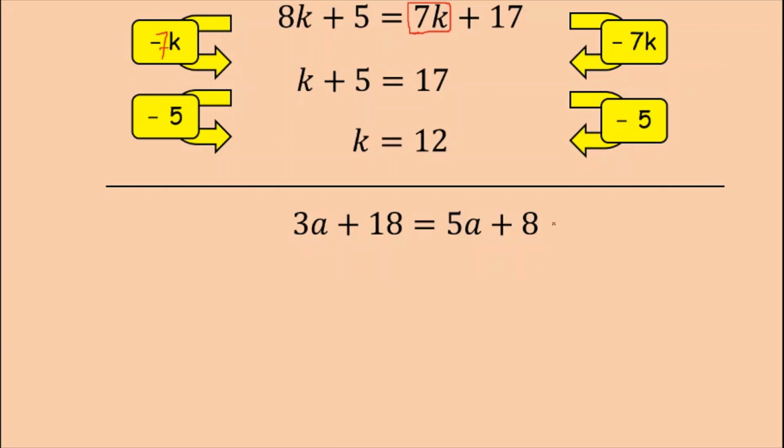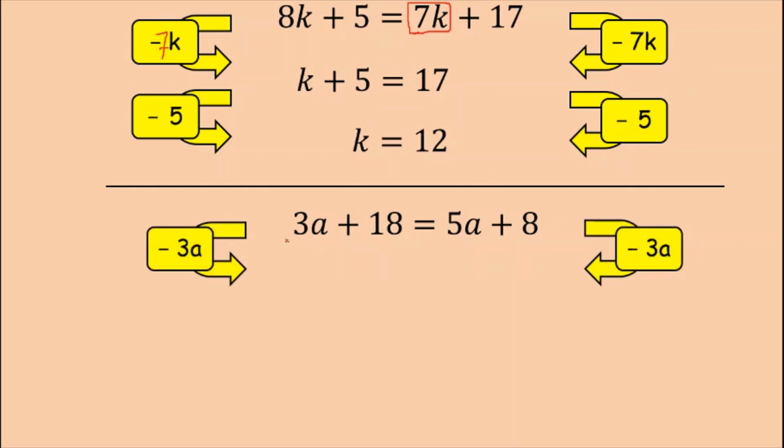On the next one, I have 3a plus 18 is the same as 5a plus 8. I'm going to start by subtracting the 3a. So to get rid of a positive 3a, I'm going to subtract 3a. I'm doing the opposite, just like you would have done when you were solving equations. The 3a has disappeared, and 5a take 3a is 2a.